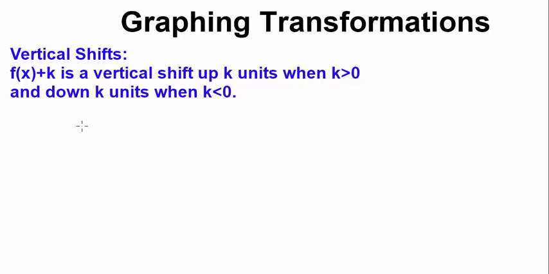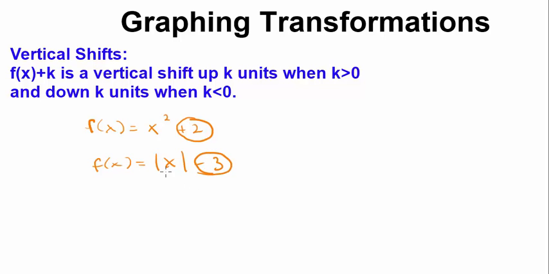So for example, if I have f of x equals, let's say, x squared plus 2. This is a vertical shift of the graph of x squared up 2 units. However, if I have, let's say, f of x is equal to the absolute value of x minus 3, this would be a vertical shift of the graph of the absolute value function, and it would be down 3 units. So again, you would take the absolute value of your input, subtract 3, and that would produce a downward shift k units.